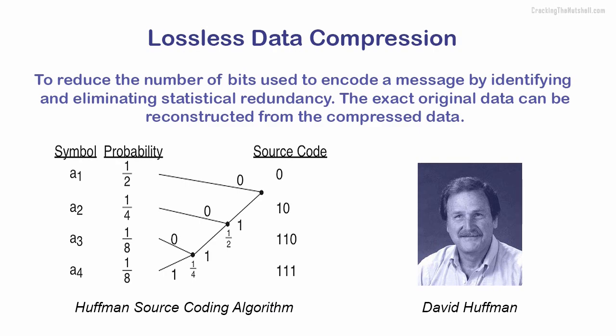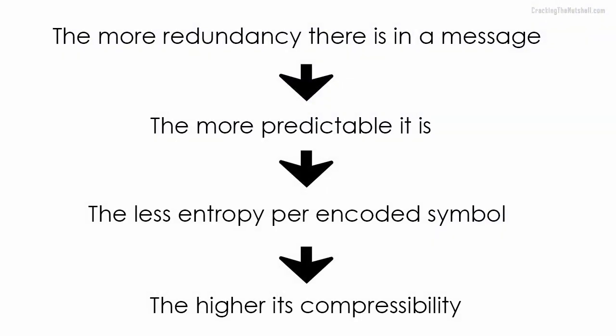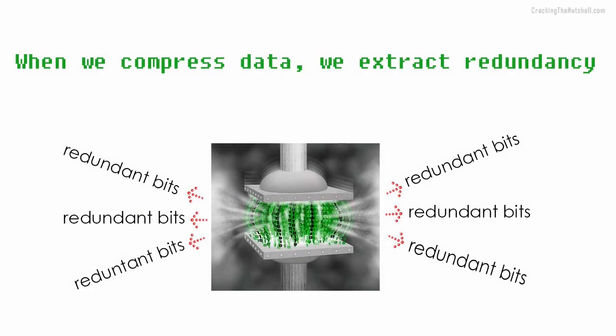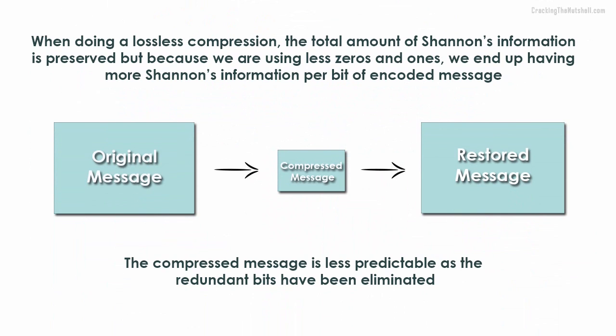statistical redundancy. The more redundancy there is in a message, the more predictability we have. That means less entropy per encoded symbol, hence the higher the compressibility. When we compress data, we extract redundancy. When we compress a message, what we do is encode the same amount of Shannon's information by using fewer bits. Hence, we end up having more Shannon's information per encoded symbol, more Shannon's information per bit of encoded message. A compressed message is less predictable, since the repeated patterns have been eliminated, the redundancy has been removed.